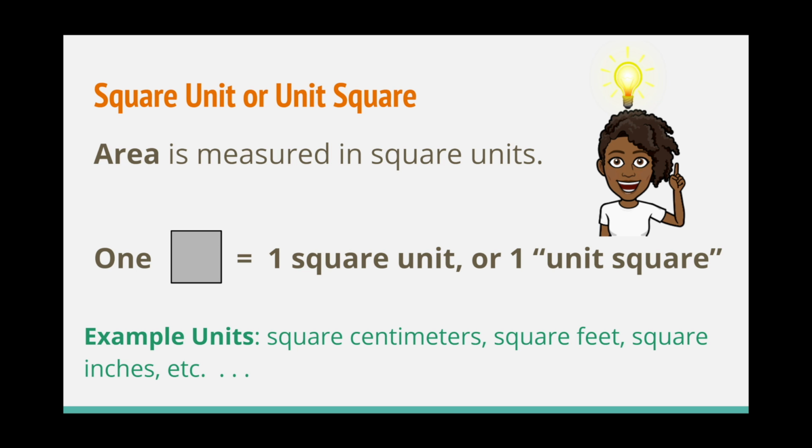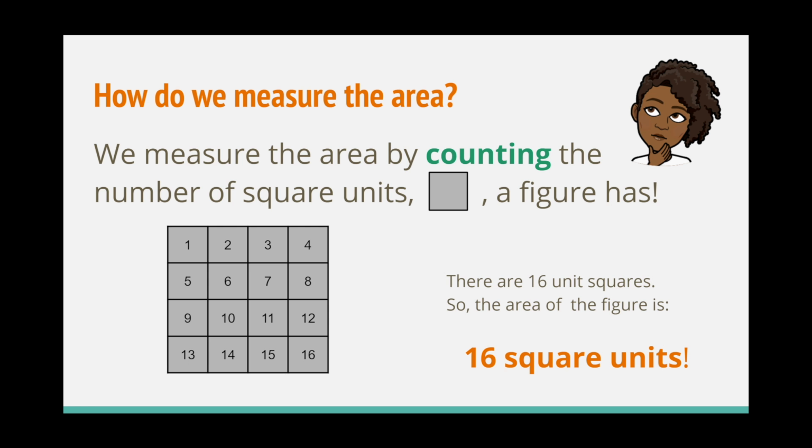Last time we talked about unit square and how 1 unit square is 1 square. That's what we use to find the area. Examples of units are square centimeters, square feet, square inches, and other ones that we're going to talk about today. So how do we measure the area? Last time we learned that we measure the area by counting the number of square units, or the number of squares, a figure has. And this time we're learning a new way to find the area.